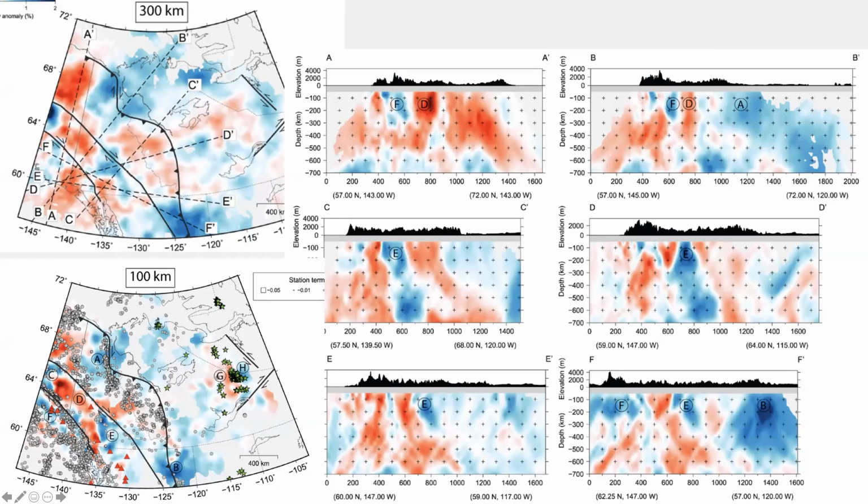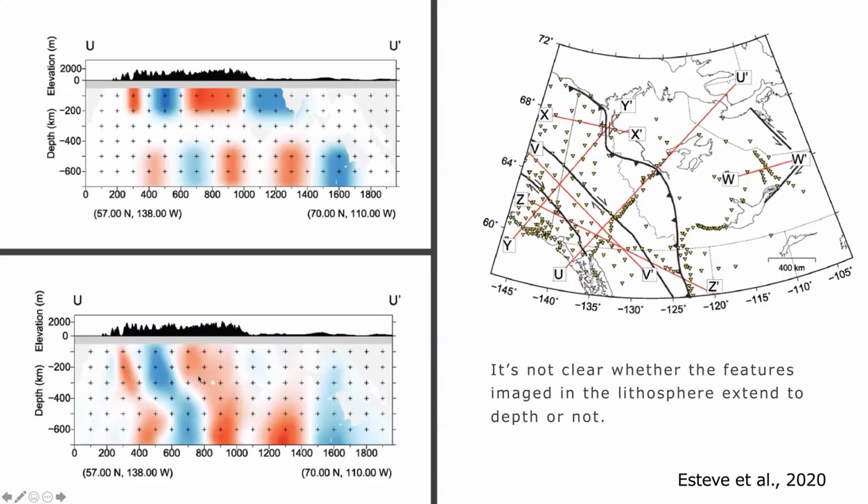So this really shows us that the situation is much more complex than a thin and hot lithosphere to the left and a cold lithosphere to the right. Now, we can't really say too much about the depth extent of the anomalies.